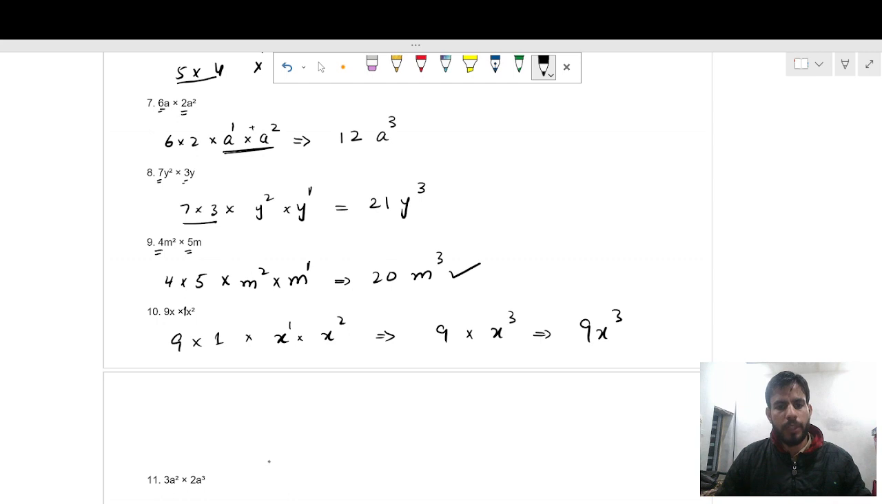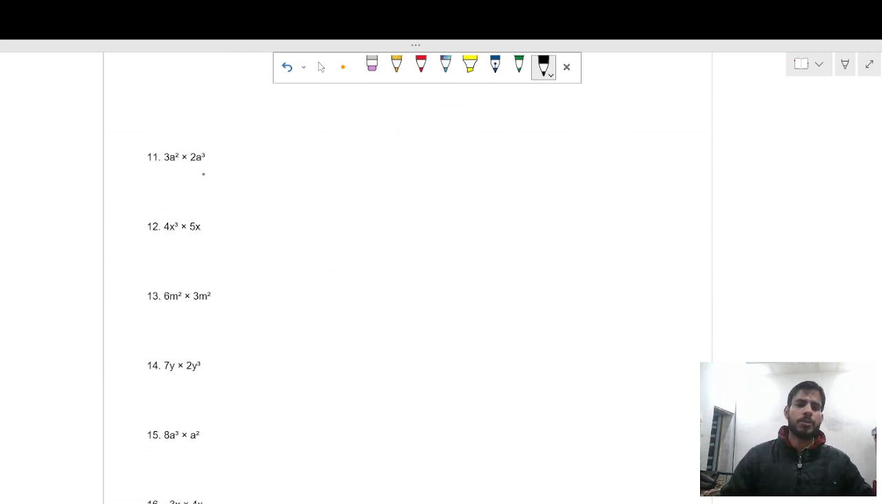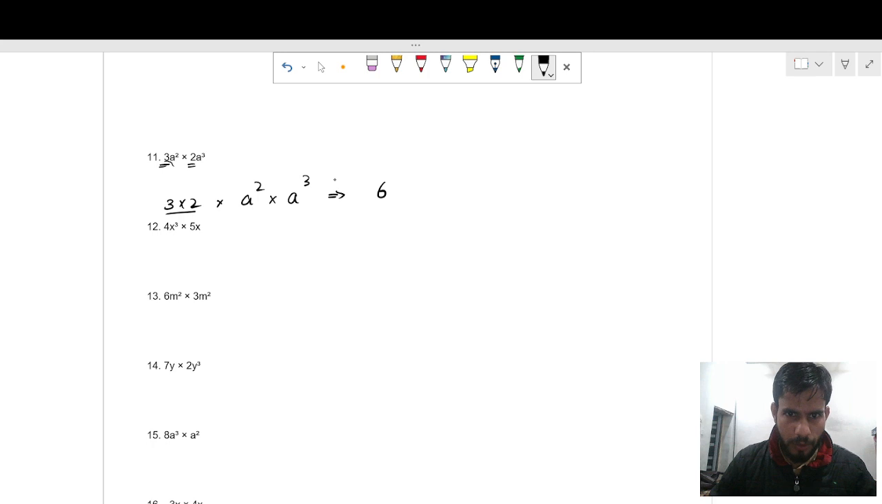Next we have 3 times 2, same constants, so 3 times 2 times, this time we have a squared times a cubed, so a squared times a cubed, which simplifies as 3 times 2 is 6. Now again we have the same base, we will add the powers, so a to the power of 2 plus 3, which is 5, a to the power of 5.